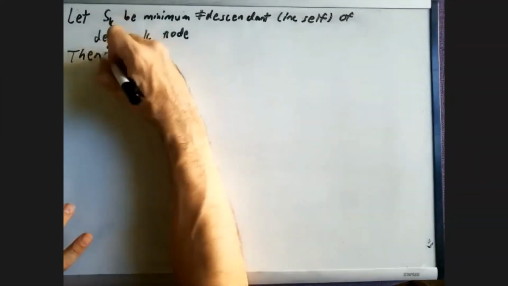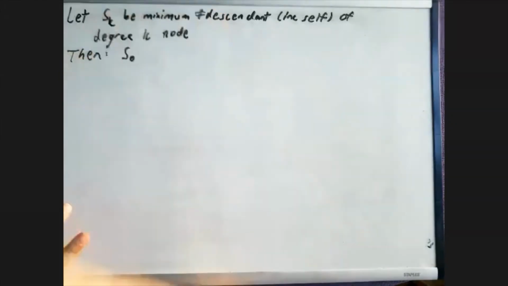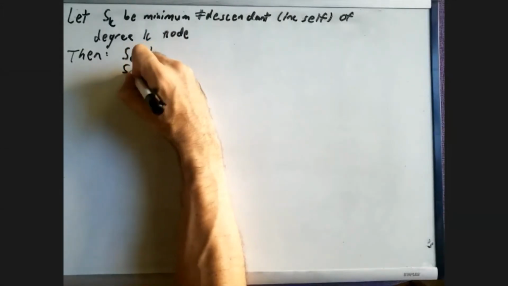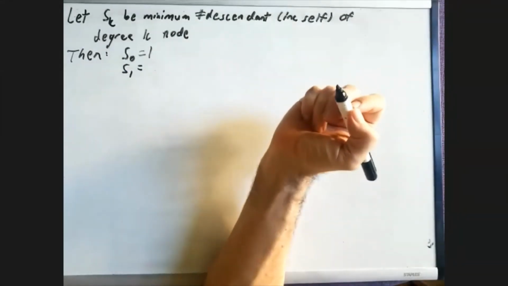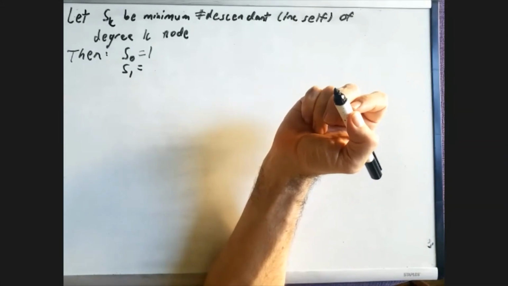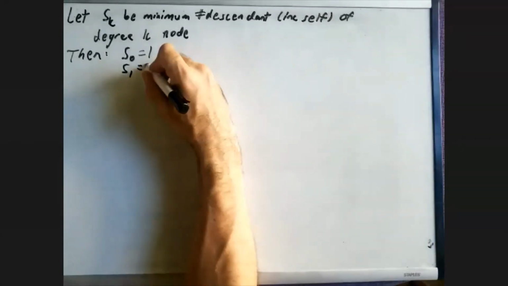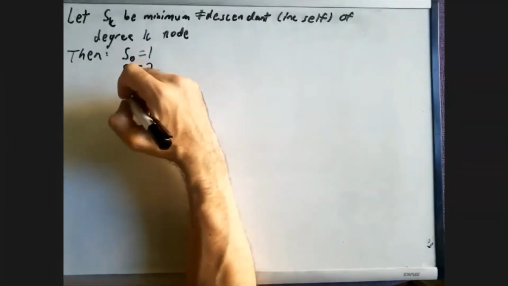What can we say about these SKs? Well, what is the smallest possible value for S0, a tree with degree 0? One. Okay. What about S1, a tree that has one child? 2. Okay. Those are our bases.